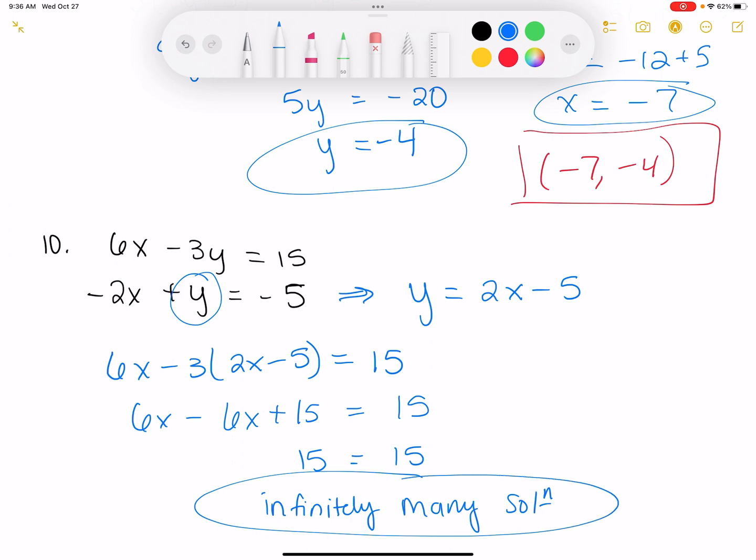Do you have to leave the 15 on this side if it's like that? What do you mean? Because I just subtracted the 15 and the 6x, so I got 0. I guess it doesn't really matter, it's still the same, it's just more steps.